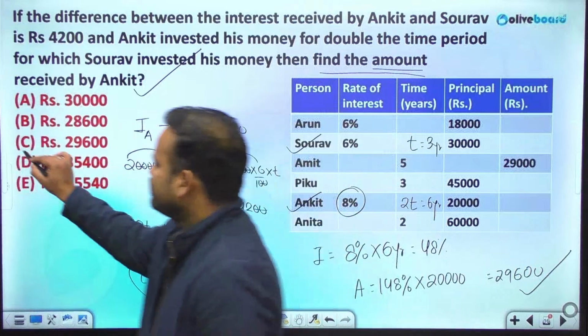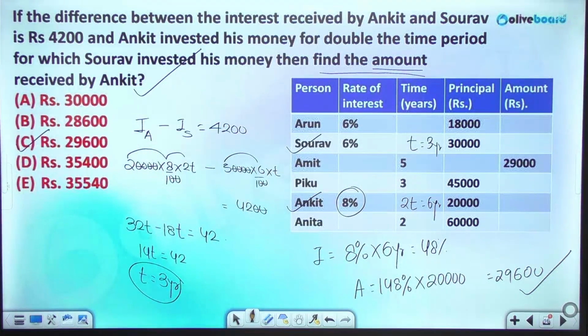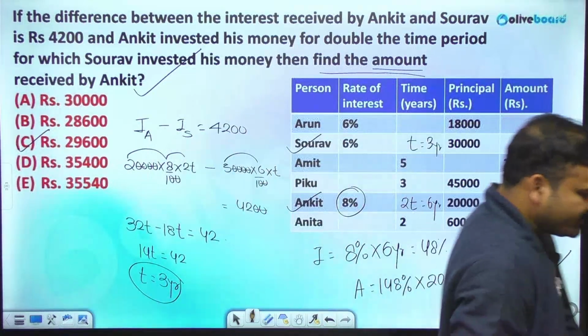29,600. Is it clear? Comment whether it's clear or not. Was this particular DI clear or not? Comment, comment.